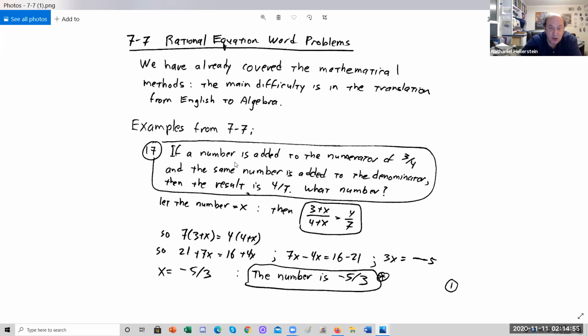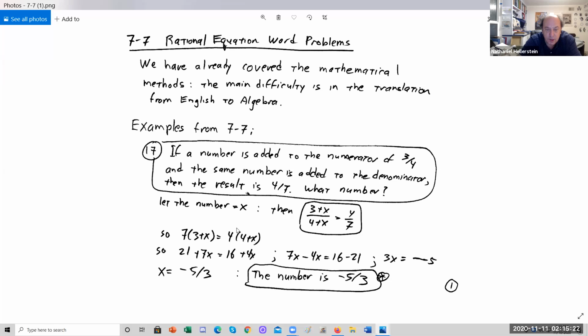Number 17. A number is added to the numerator of 3/4, and the same number is added to the denominator, and the result is 4/7. What number? Okay. So let the number be x, and it's (3 plus x) over (4 plus x). That equals 4/7. All right, so you multiply by 4 plus x, moving it to the right. Multiply by 7, moving it to the left. So we do what's called cross multiplying. So you get 7 times (3 plus x) equals 4 times (4 plus x).